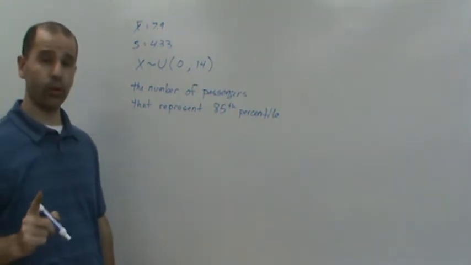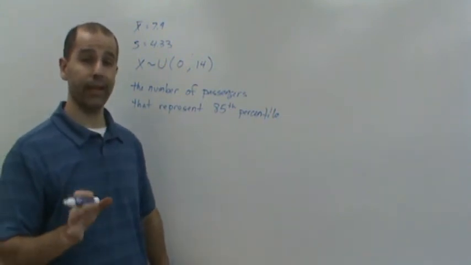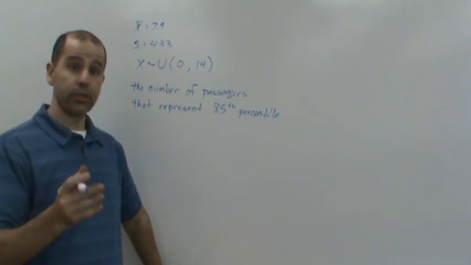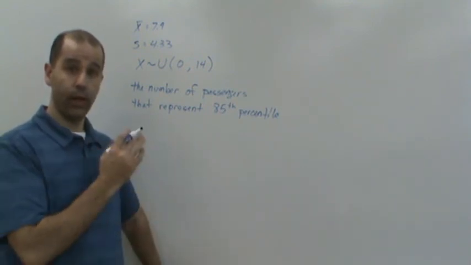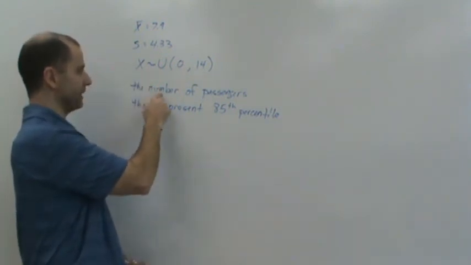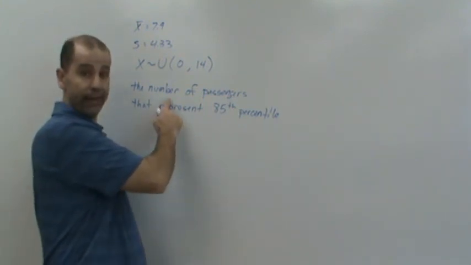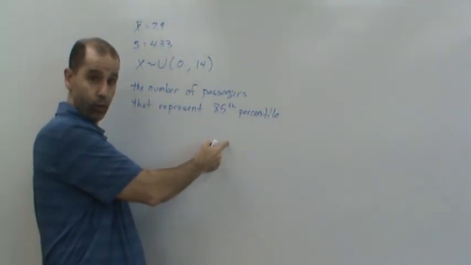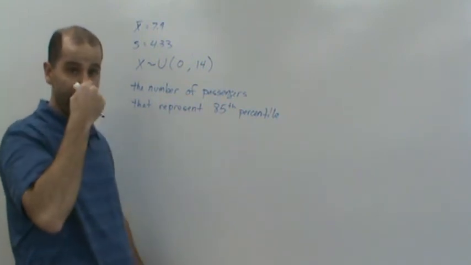So in this case here, we're given a percentile. Well, what is a percentile? Remember from the definition of percentile from chapter 2, it's the percentage of values or the percentage of data that falls at or below a given value. Well, in this case here, the given value x is a number of passengers. We don't know what that is. But we do know that whatever that number is, 85% of all of the data, or in this case, the number of passengers, falls below that value.